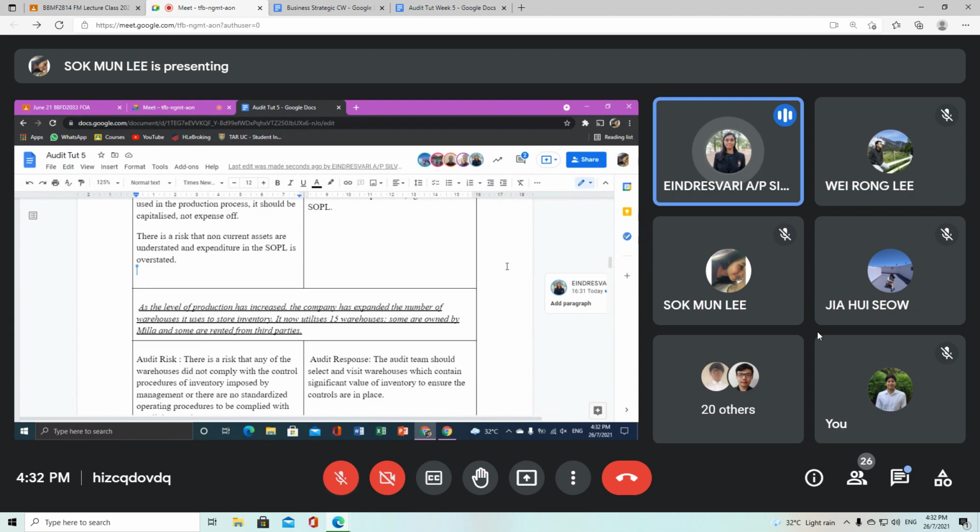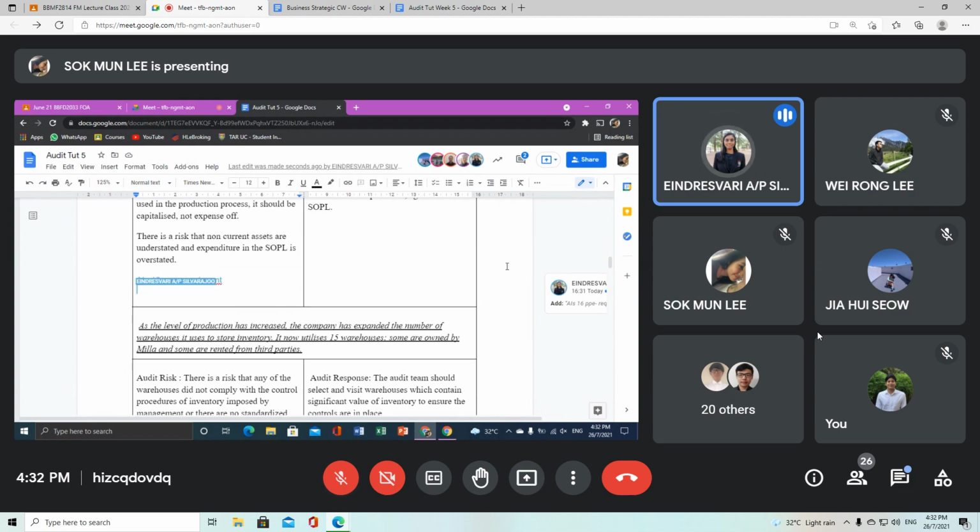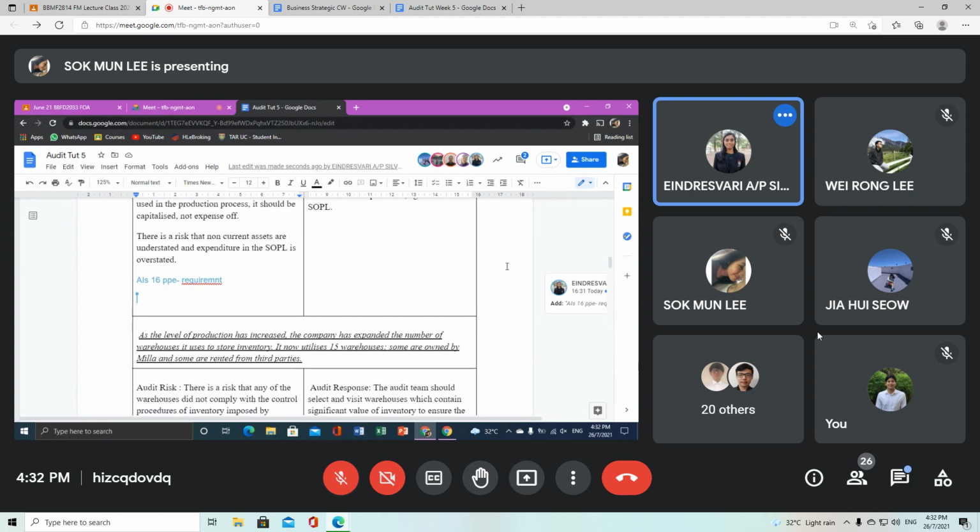So according to IAS 16, expenses which are capital in nature should be capitalized. Revenue in nature should be expensed off. So first of all, you must write IAS 16 PPE's requirement. What is the requirement of the accounting standard? Okay, IAS.